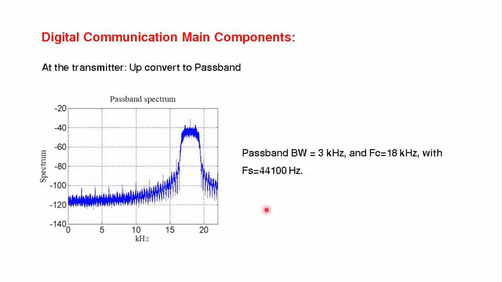So this is the passband signal. Here we have a passband bandwidth of 3 kHz, which is set by us, a carrier frequency of 18 kHz, also set by us, and a sampling frequency of 44,100 Hz, which is the standard audio sampling frequency. Because we have this sampling frequency, we cannot see any frequency more than half of that, which is approximately 22 kHz. And this is an important note about the relation between the sampling frequency and the frequency components that we can see.